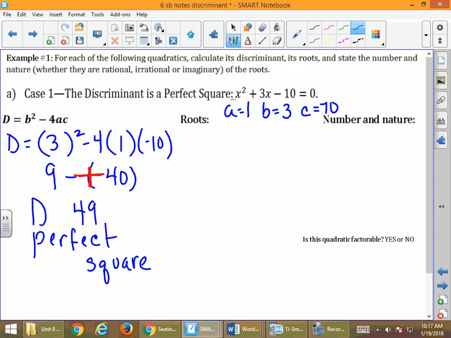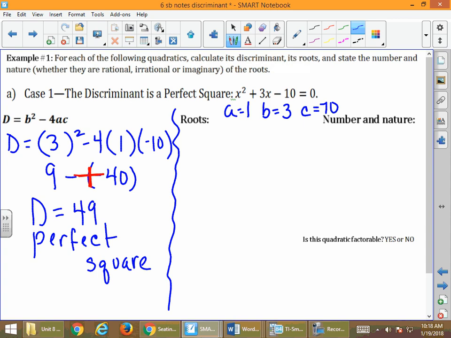Let me label this a little better. 49 is the discriminant. And that's going to give us some information again about how many roots and what kind of roots we'll get. Sometimes we don't need to know what the roots are. But what we have been working on specifically this week is the quadratic formula. And the quadratic formula is right at the top of your paper there in that first sentence, so you can see it. And now it says, well, what are the roots of this problem?